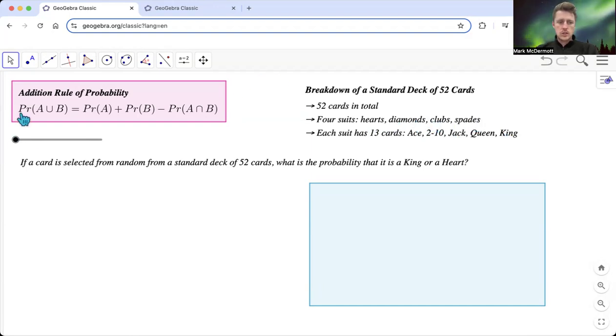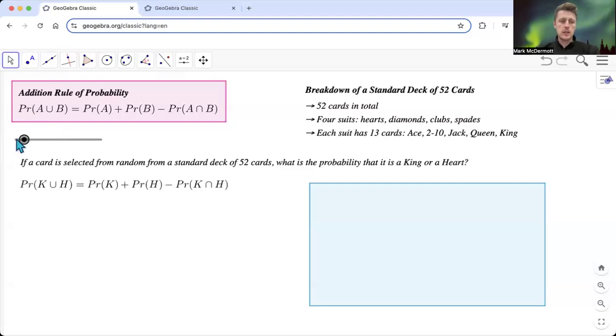The addition rule says this: the probability of A or B is equal to the probability of A plus the probability of B minus the probability of A and B. So this is one way we can calculate what we would call the union between A and B. So let's see what it looks like.